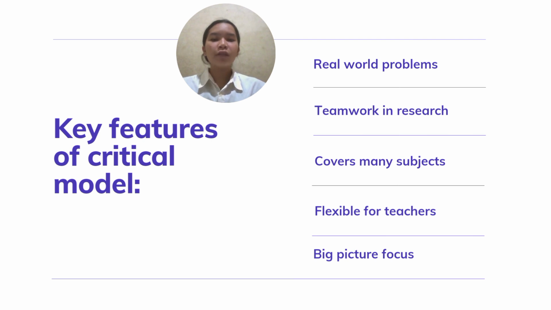The third is covers many subjects. This model combines different teaching methods, learning styles, and technology. The next is flexible for teachers. Teachers can choose the real world problem they want their students to work on. And the last is big picture focus. It focuses on big global problems like politics, society, culture, economy, and science to help students understand the world better.